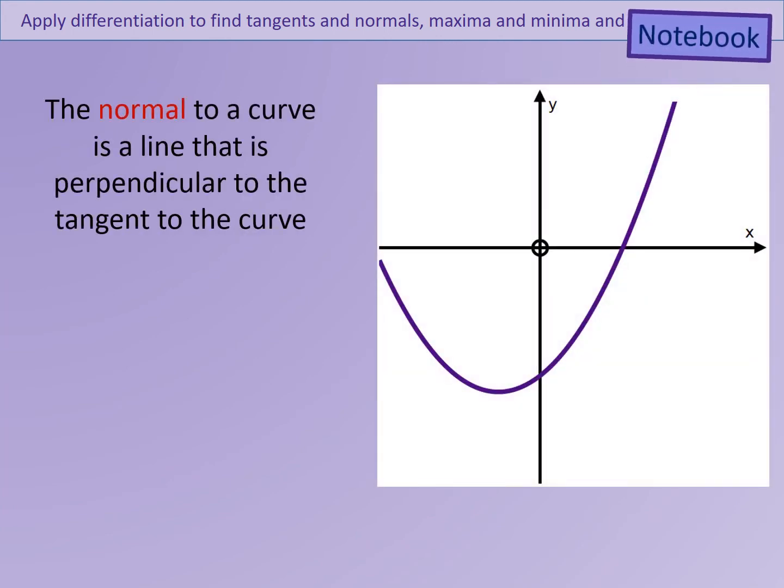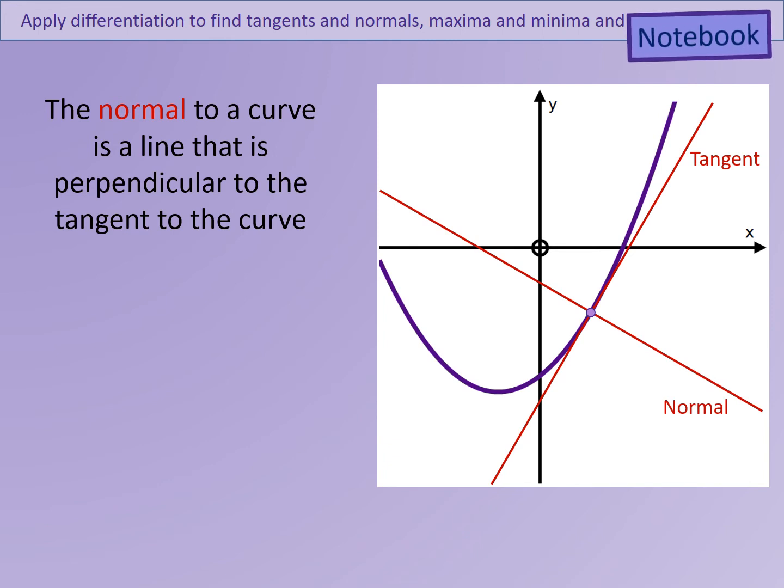So as well as being asked about tangents, we might be asked about normals. And to demonstrate what a normal looks like, I've got my quadratic here. Here is my tangent line that we've found the equation of just a moment ago. But we would also sometimes be asked to find the equation of the normal. And the normal line looks like this. So tangents and normals are perpendicular to each other.